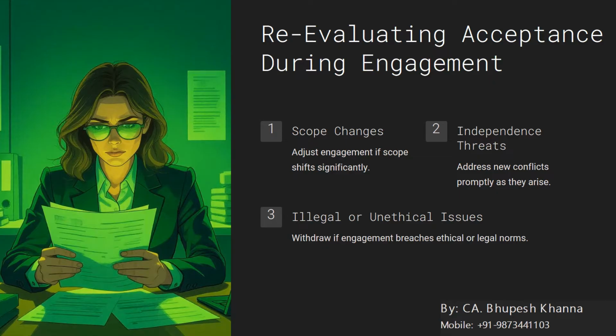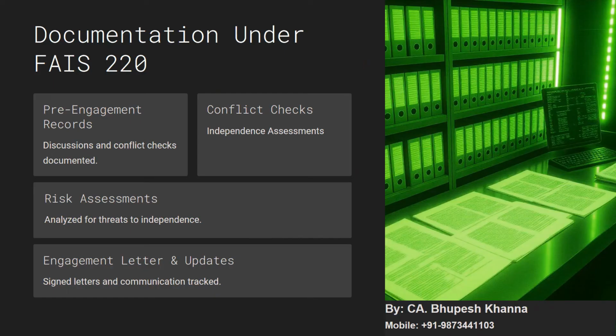Next is documentation under FAIS 220. The forensic accountant must maintain records of pre-engagement discussions, conflict checks and independence assessments, risk analysis, the signed engagement letter, and any subsequent modifications or communications.